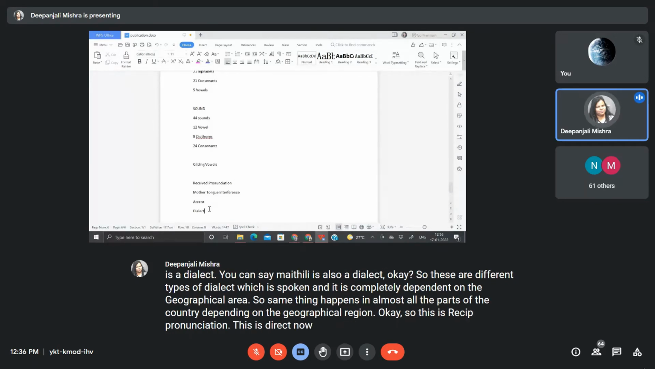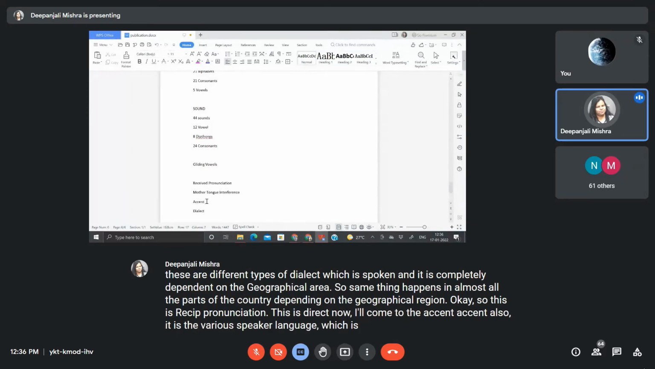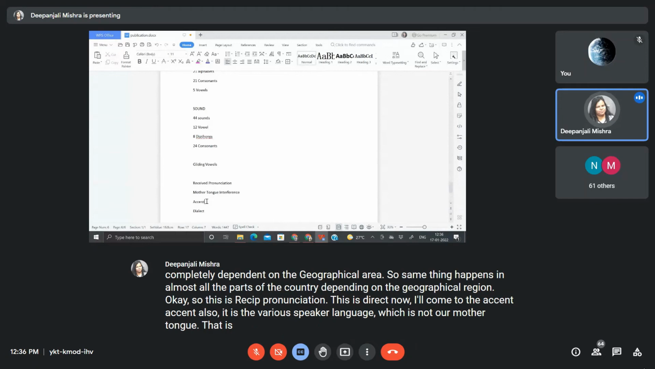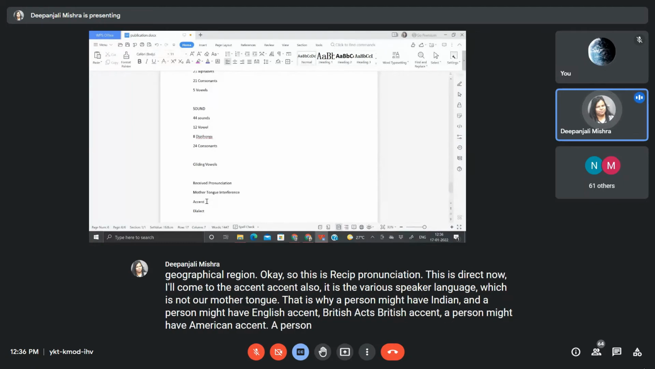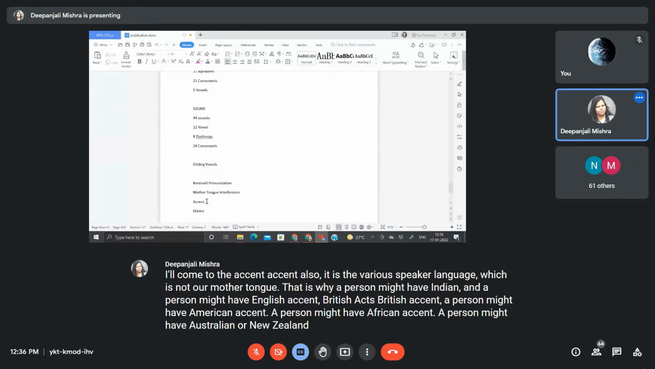Now I'll come to the accent. Accent is the way we speak a language which is not our mother tongue. That is why a person might have an Indian accent, a person might have an English or British accent, an American accent, an African accent, or an Australian or New Zealand accent. So that is the meaning of accent.